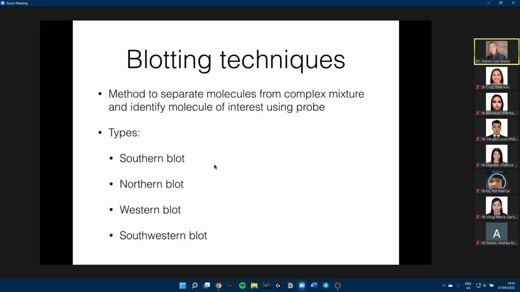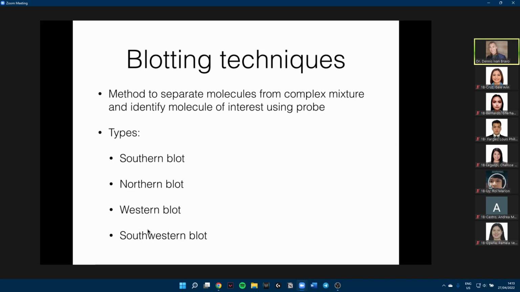Right, let's move on to the blotting technique. So this is a method to separate molecules in a complex mixture and identify the molecule of interest using a probe that has affinity to the molecule you are interested in finding. There are different types of blot, including Southern, Northern, Western, and Southwestern.